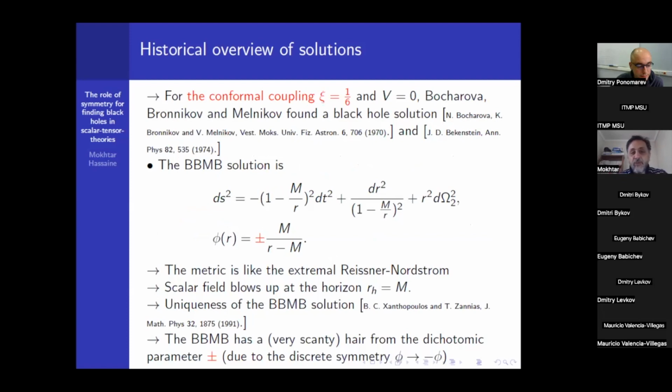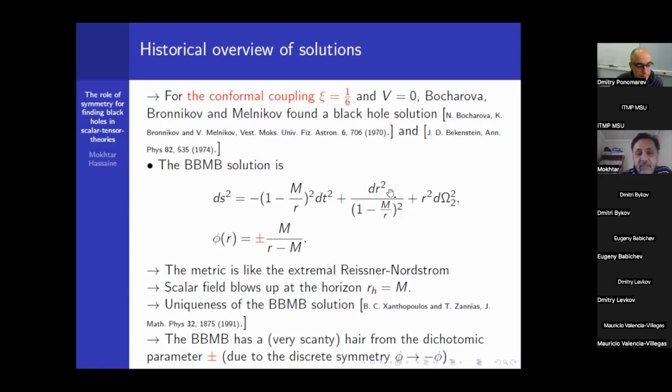There exists a solution for the coupling 1/6, and for the case of the absence of a self-interacting potential, this was shown by Bocharova, Bronnikov, and Melnikov, who found a solution in the 70s, and it was published in the Moscow State University Bulletin. And this result was not known in the West because of the Cold War. Four years after, Bekenstein rediscovered this solution, and now it is known as the BBMB, with the initials of each of the people who found it.